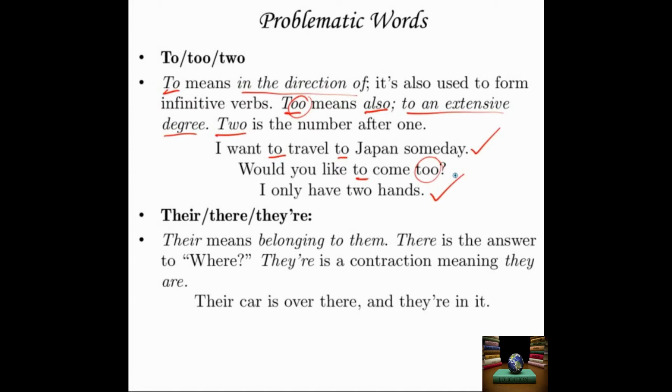Their, there, and they're. Their, T-H-E-I-R, means belonging to them. There, T-H-E-R-E, is the answer to where. Notice that they're only one letter apart. They're, with that apostrophe in it, is a contraction meaning they are. Here is how to remember them forever. Put them in alphabetical order and put them in this sentence and they will be correct. Their car is over there and they're in it. Just remember that sentence. Their car is over there and they are in it. Put them in alphabetical order, and as long as you can spell, you'll always have them right.